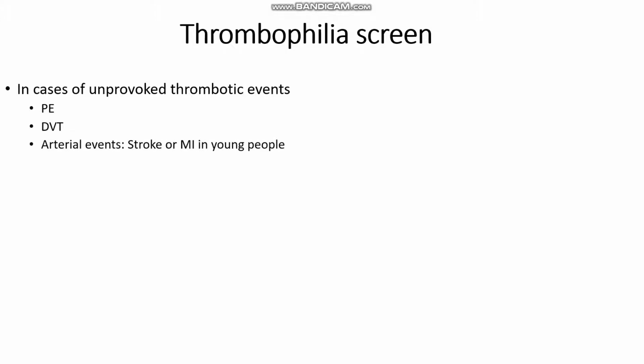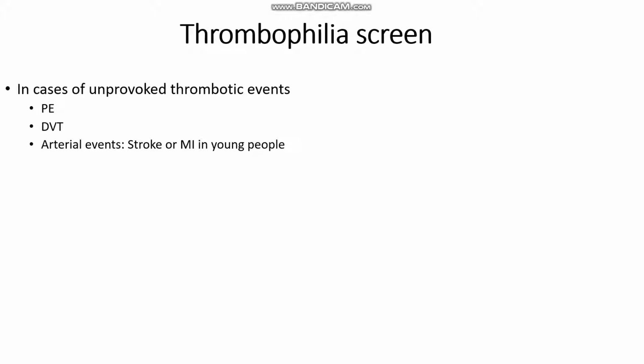So we may look for a thrombophilia in cases of unprovoked thromboembolic events. What we mean by this is when we can't see what has gone on to cause an embolic event. So for instance, if someone has a PE, a DVT, an arterial event such as a stroke or an MI in a young person, and there's no clear underlying cause, it's worth doing a thrombophilia screen.